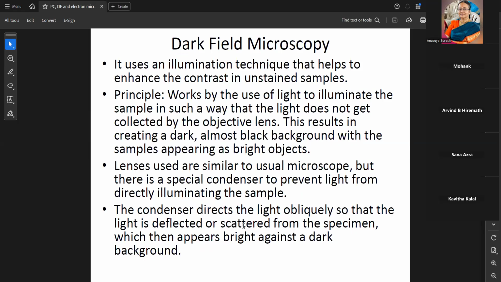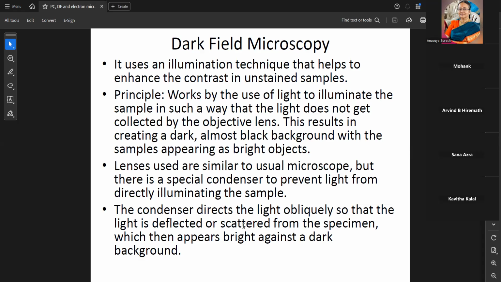Now we come to another technique of microscopy, which is called dark field microscopy. If you remember, in the usual microscope, when you observe, what we find is that the background is bright and our object appears dark, correct? So that is normal field microscopy. When we say dark field microscopy, as the name indicates, the background will be dark. And because of that, your object will appear bright. So that is the principle in dark field microscopy.